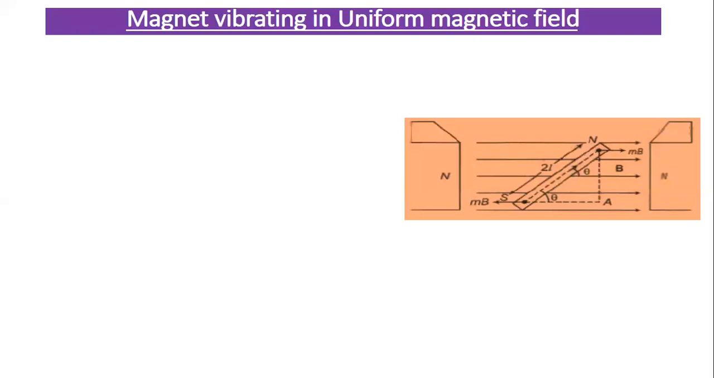This is the magnet. This is the N pole. This is the S pole. The force acting on the N pole is mB. Now you know that the electric intensity formula is F by Q. In a similar manner, the magnetic field formula is F by m. So F is equal to mB. This is the force acting on a pole whose strength is m. So the force acting on this S pole is mB, or we can put minus mB, because it is opposite to this force. Or the pole strength of the S pole is minus m, so we can put minus mB also.